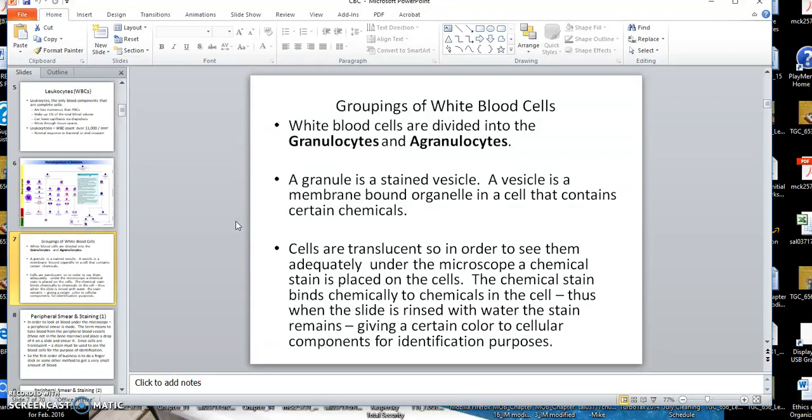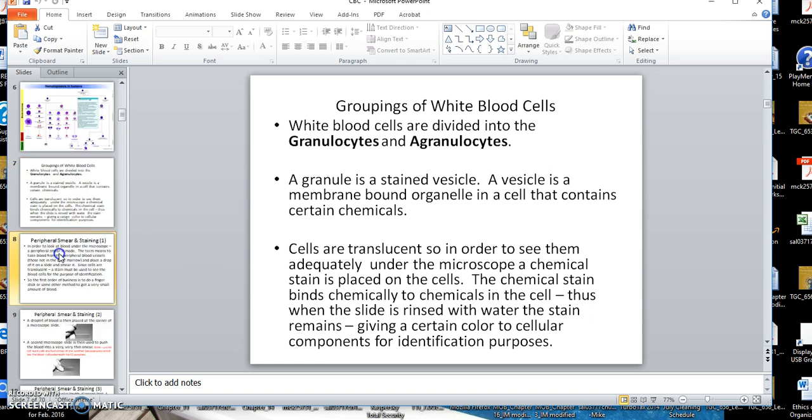Again, I would have never called them agranulocytes because they do have some granules. A means without. I would have called them oligogranulocytes for few granules. In order to see the granules, you must stain the cell. Remember, cells primarily are translucent.